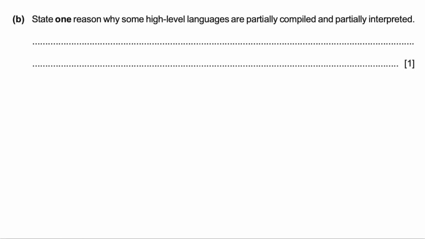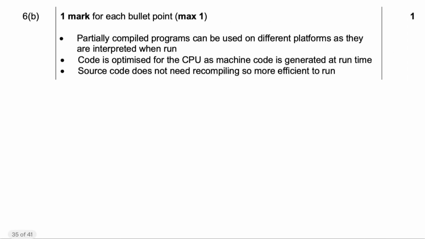So that brings us to a good A-level question. State one reason why some high-level languages are partially compiled and partially interpreted. A good reason can be to work on different platforms, because we have the virtual machine doing the execution instead of depending on the native operating system to do the execution. And honestly, I think that's the biggest reason.